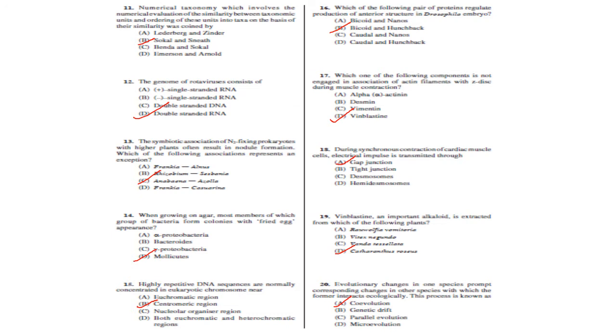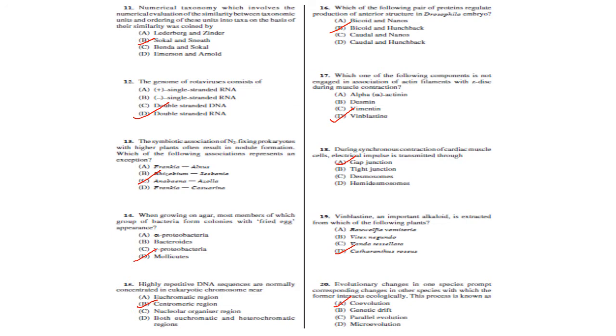Then next one, during synchronous contraction of cardiac muscle cells, electrical impulses are transmitted through gap junctions. Because gap junctions are responsible for electrical coupling and transfer of small molecules between cells, whereas desmosome-like junctions provide strong intercellular adhesion. Tight junctions don't allow transport.